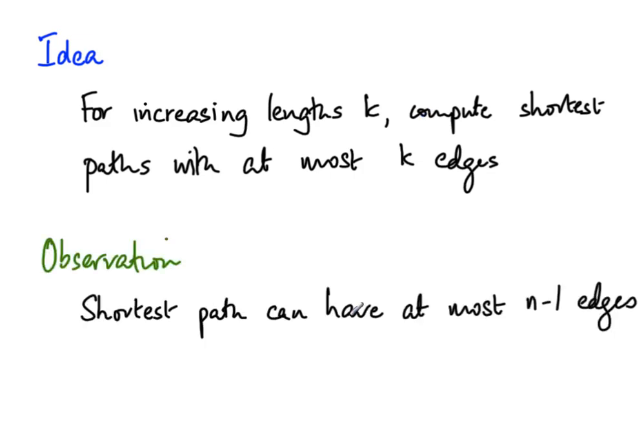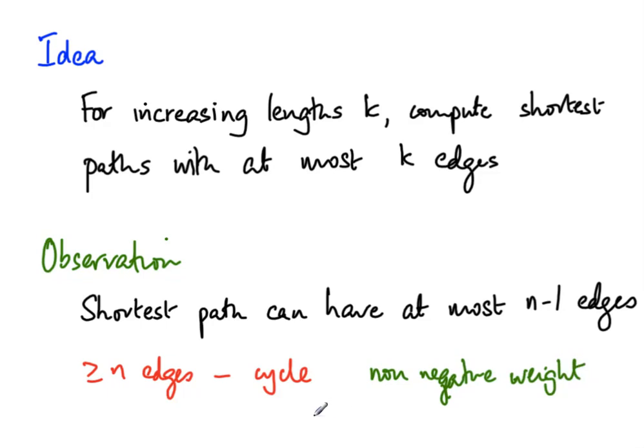To make this idea effective, we use the observation that the shortest path can have at most n minus 1 edges, where n is the number of vertices. Because if we have more than n edges, then we must have a cycle, because there are only n vertices in the graph. And if we have a cycle, we know that the cycle must have a non-negative weight because we have no negative cycles. So we can eliminate the cycle and continue. So if we have a shortest path which appears to be longer than n minus 1 edges, it cannot be the shortest path because we can always cut out a cycle and get a shorter path.